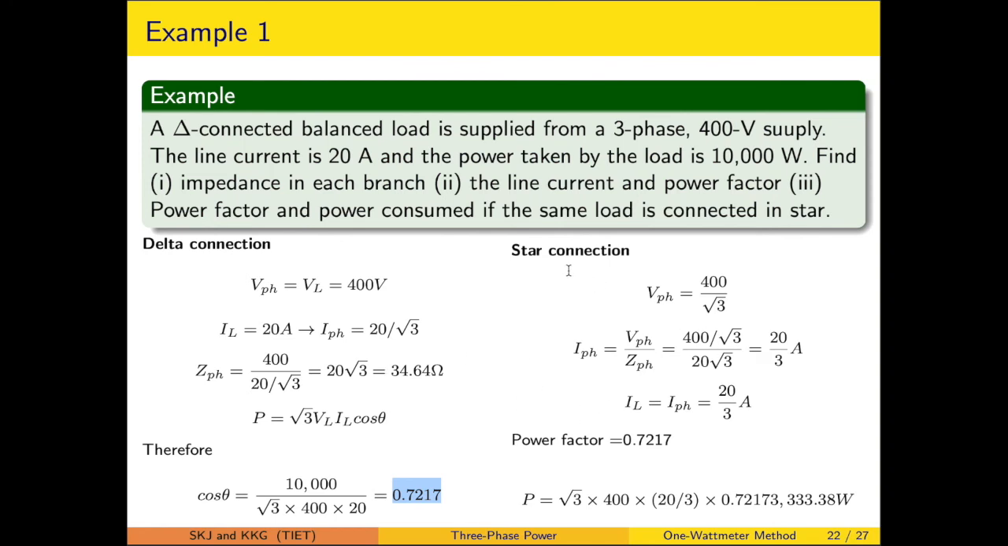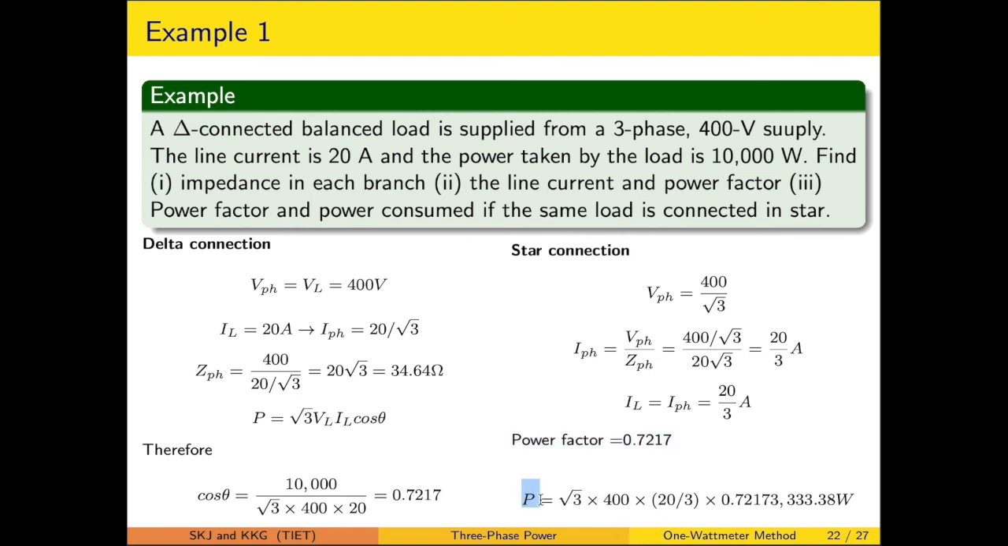Now in case of star connection, the arrangement is like this. The phase voltage will be 1 upon root 3 times the line voltage. The impedance value is the same, so the phase current can be calculated likewise. IL will be the phase current in case of star connection. Now the power factor is decided by the physical impedance parameter, so the power factor remains unchanged.